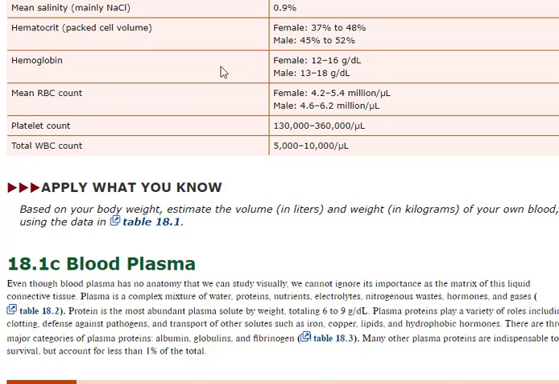The amount of hemoglobin inside the red blood cells is also measured, and a woman should have between 12 and 16 grams per deciliter, and men should have 13 to 18 grams per deciliter. So men are going to have more red blood cells, and they're going to have more hemoglobin, which kind of makes sense since the red blood cells carry the hemoglobin. And the platelet count, this tells you how many platelets you have.